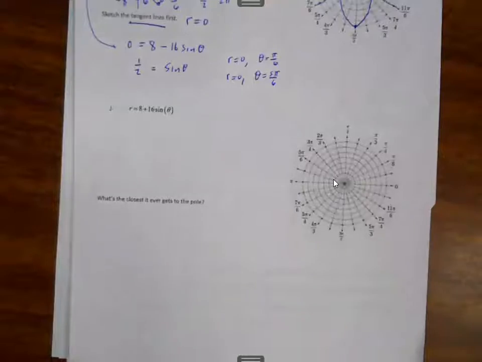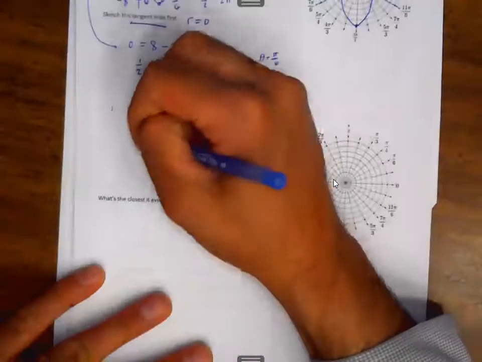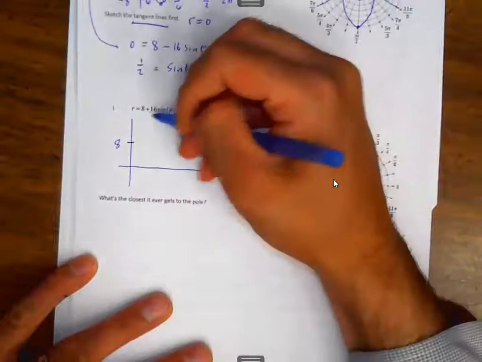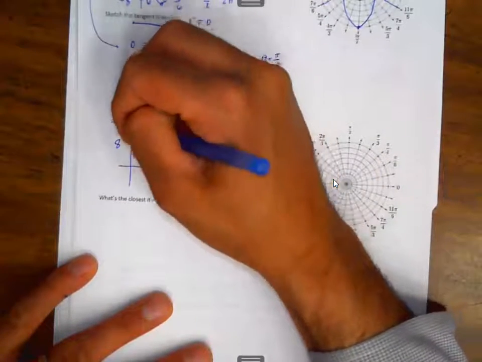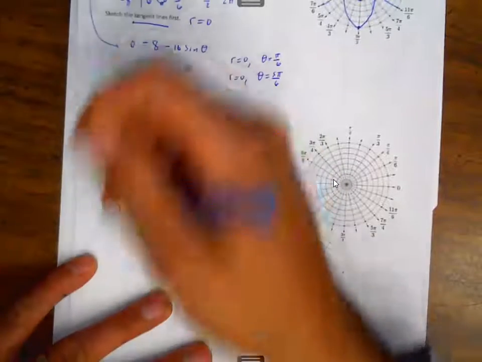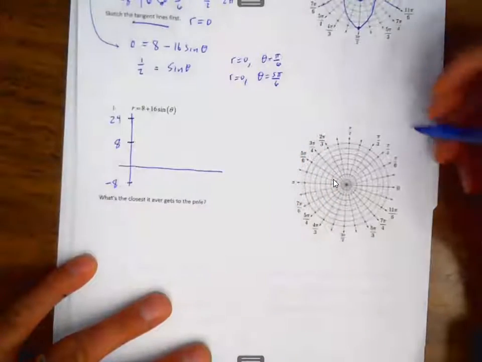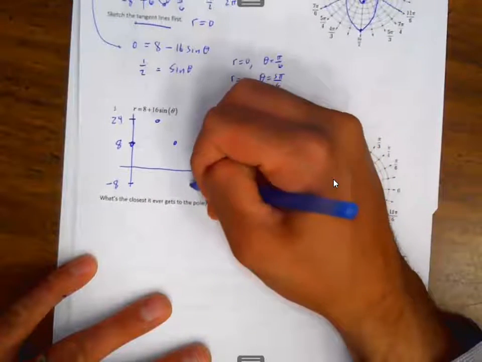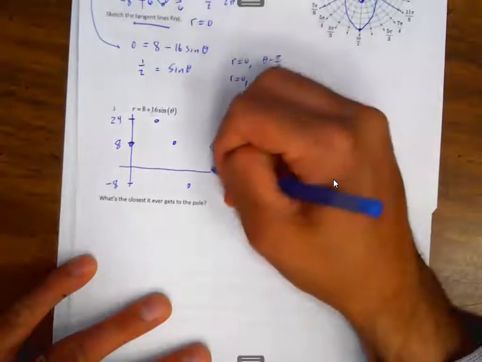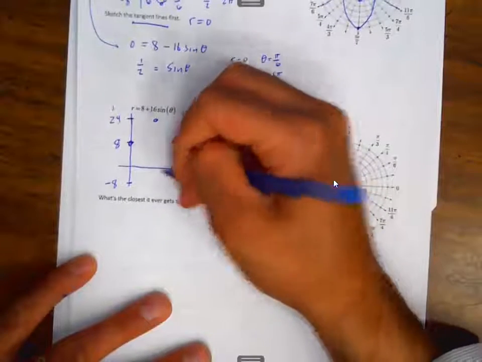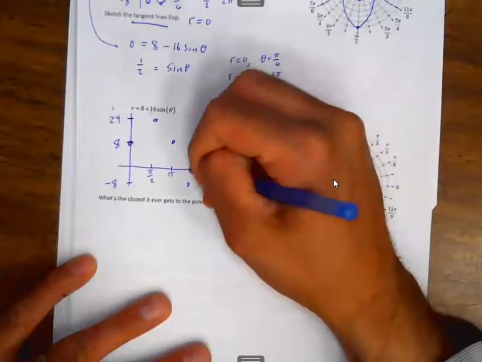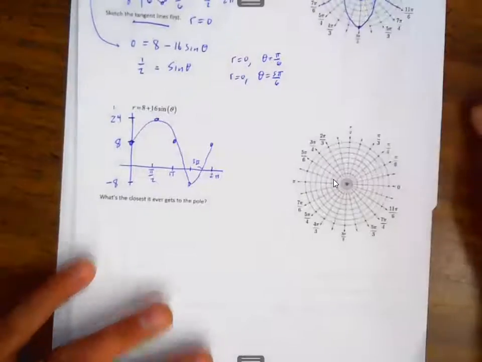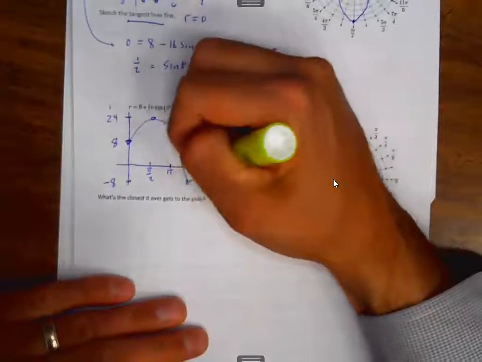So J, we're going to do our rectangular graph. So that has a midline of 8 and a maximum of 24 because the amplitude is 16. So 8 plus 16 is 24. 8 minus 16 is negative 8. It's sine, so it goes like middle, max, middle, min, middle. So that's 2 pi, that's pi over 2, that's 3 pi over 2. All right, connect the dots.